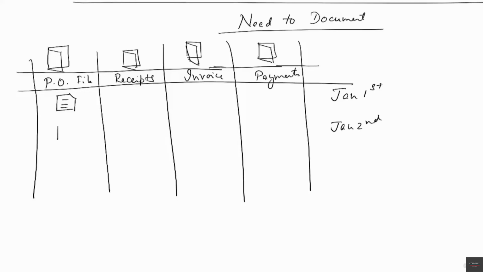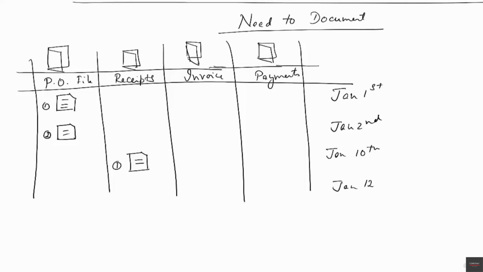And on Jan 2nd, the second PO, first PO, second PO, and on Jan 10th, I get a receipt. The vendor is going to send the receipt, right? This is going to be similar to how Amazon sends you a shipping label that comes along with your package, right? So it says, here are your products and these are the quantities. I'm going to file it in the receipts folder.